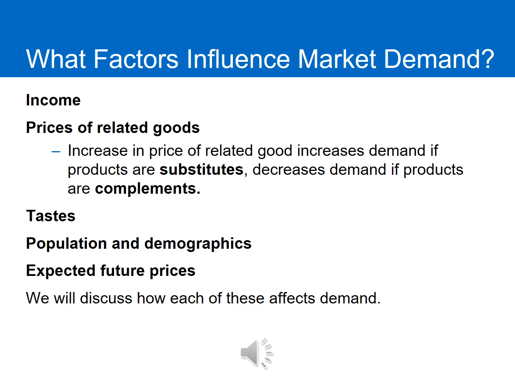The first is income, the income of the pool of consumers. The next is the prices of related goods. So what are similar goods being sold for? The next is tastes and preferences of consumers. The fourth is the population and demographics, so the size of the potential consumer pool. And finally, the last one is the expected future prices. What are the prices of that good or service and similar goods and services going to be in the future? Next, we're going to discuss how each of these affects the demand curve specifically.